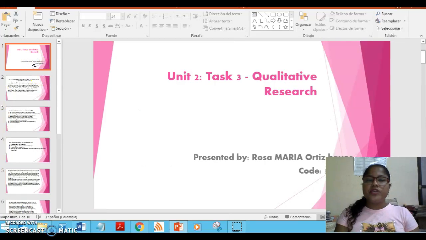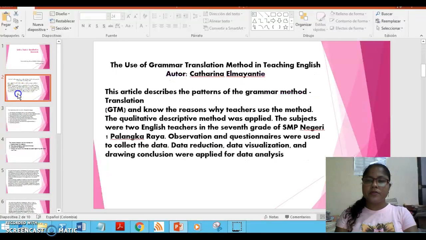Unit 2, Task 3, Qualitative Research. The Use of the Grammar Translation Method in Teaching English, author Catalina L. Mayent. This article describes the patterns of the Grammar Translation Method, GTM, and the reasons why teachers use the method. The qualitative descriptive method was applied.